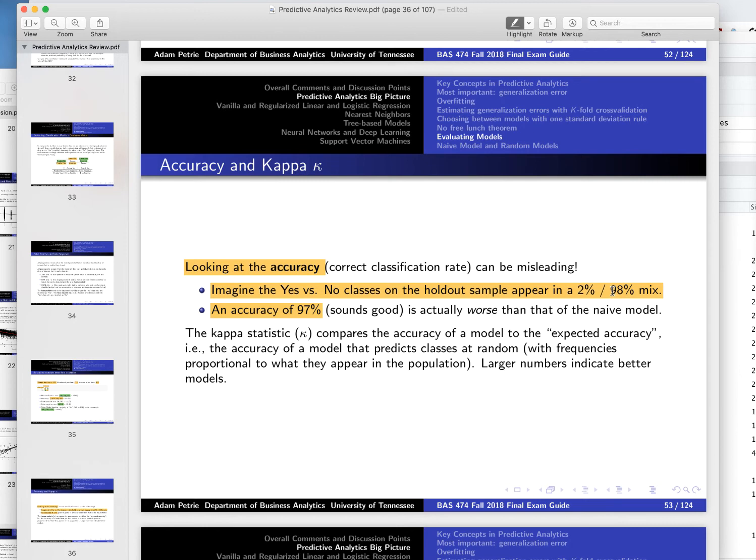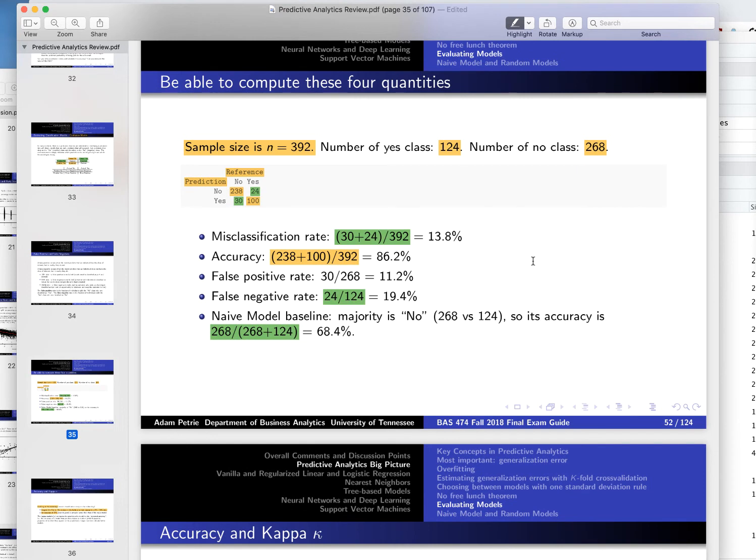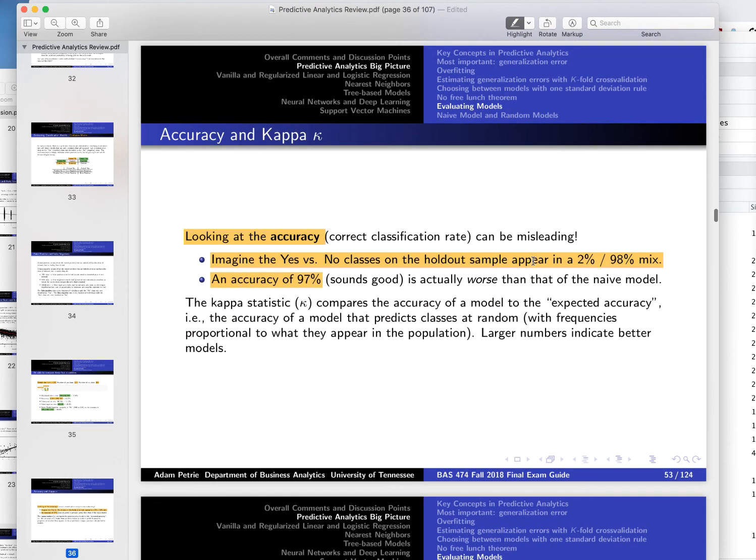So just be careful with accuracy. Always interpret that with regards to what the naive model would be doing: what fraction of the individuals in the data are members of that majority class. If you can't beat that accuracy, then you're wasting your time.